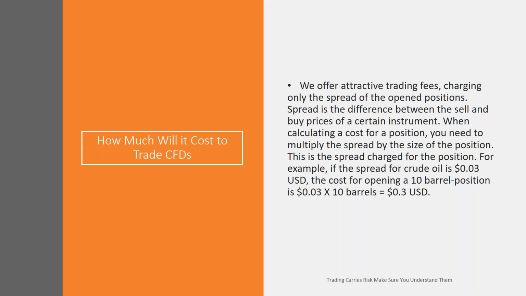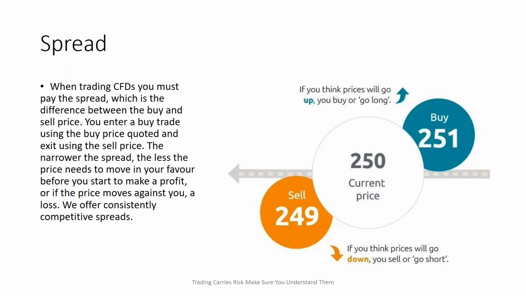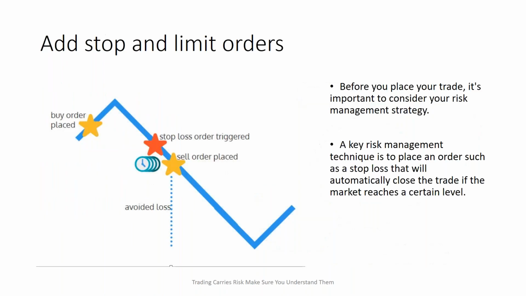So CMS offers very attractive trading fees, charging only the spread on the open positions. Spread is the difference between the sell and the buy. When calculating the cost of a position, you need to multiply the spread by the size, or the amount of CFDs you're buying. But the spread is very easy, and it's always published on the site. You see the buy price and the sell price, and between them is what's called the market price.